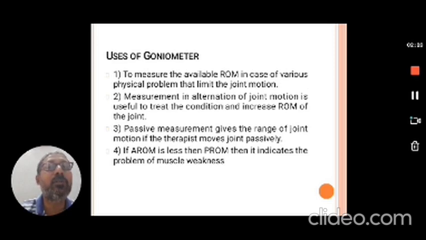These are the uses of goniometer. It is mainly used to measure the available range of motion in case of various physical problems that actually limit the joint range of motion. Measurement of alteration in joint movement is useful to treat the condition and increase the range of motion of the joint. Passive measurement gives the range of joint movement if the therapist moves the joint passively, and if the active range of motion is less than the passive range of motion, then it indicates the problem of muscular weakness.